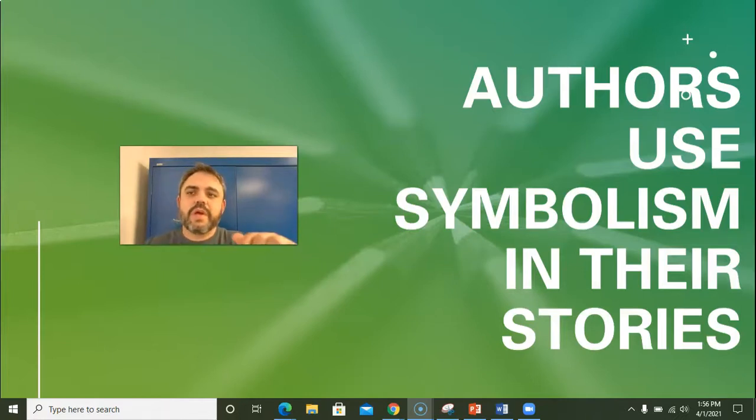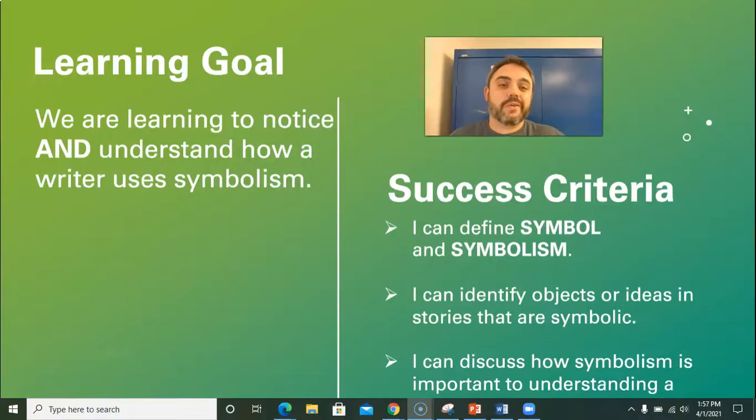You know the story. Here come our learning goals and success criteria, letting us know where we're headed for today. Our learning goal today is that we are learning to notice and understand how a writer uses symbolism. Along the way, we have 3 I can statements that help you know that you're getting the idea and really working towards achieving your goal.